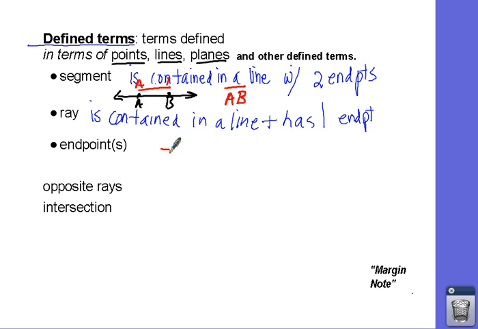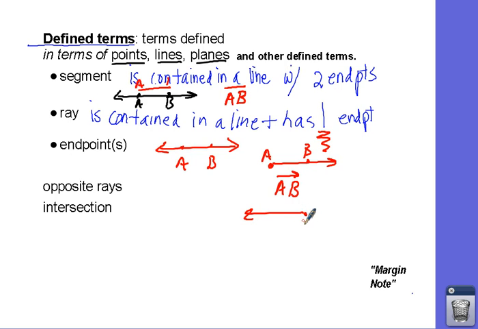A ray is contained in a line. Once again, here's line AB, and it has one endpoint. One endpoint. So here is a ray AB, written as A going through B and continuing on forever and ever. We could also have ray BA, indicating that it starts with B and goes through A.